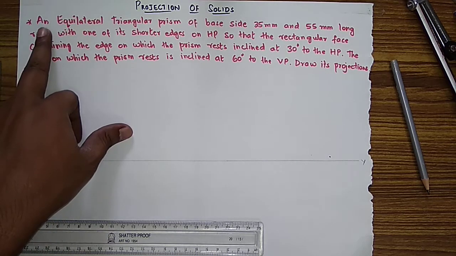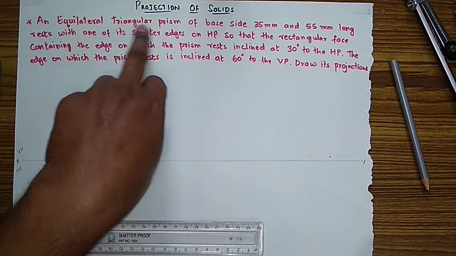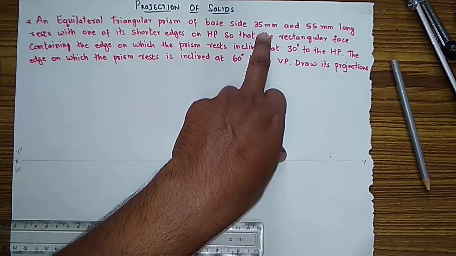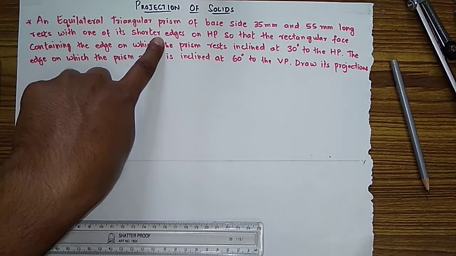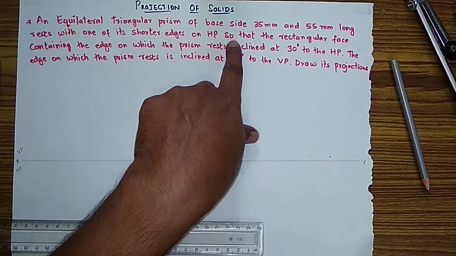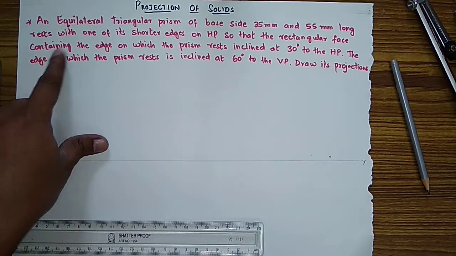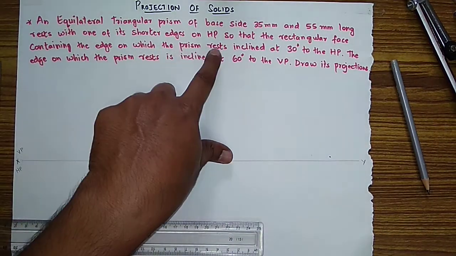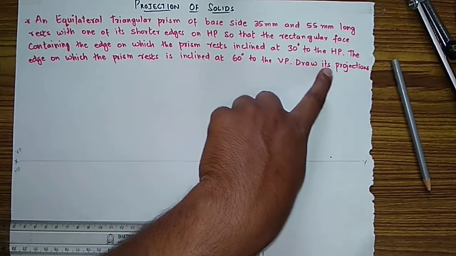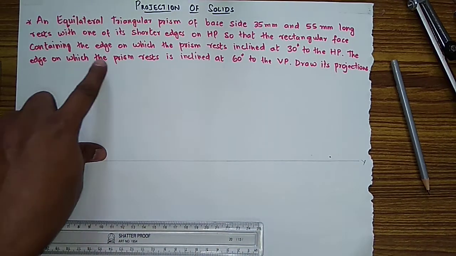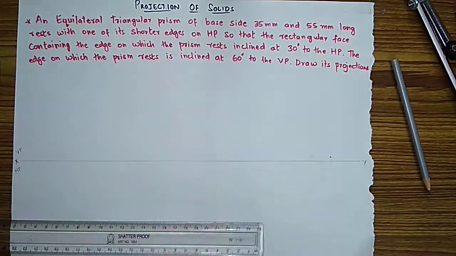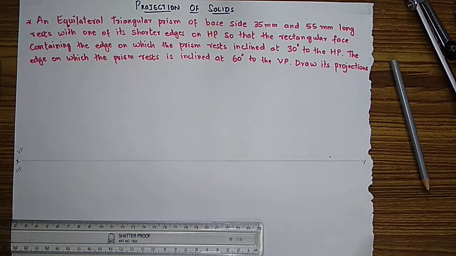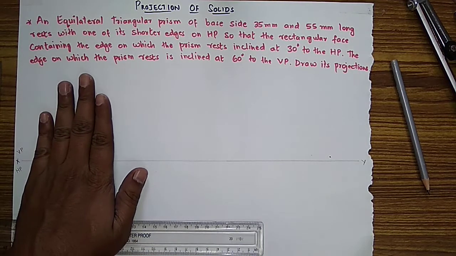So this is the question: an equilateral triangular prism of base side 35 mm and 55 mm long rests with one of its shorter edges on HP, so that the rectangular face containing the edge on which the prism rests is inclined at 30 degrees to the HP. The edge on which the prism rests is inclined at 60 degrees to the VP. Draw its projection.